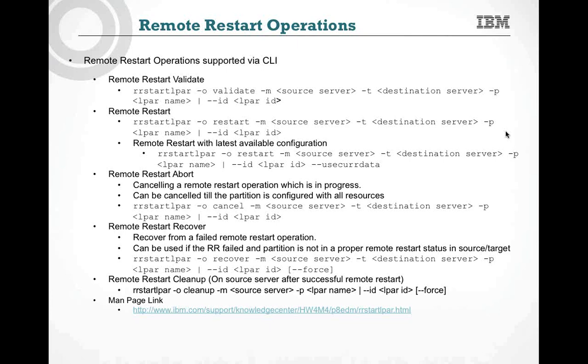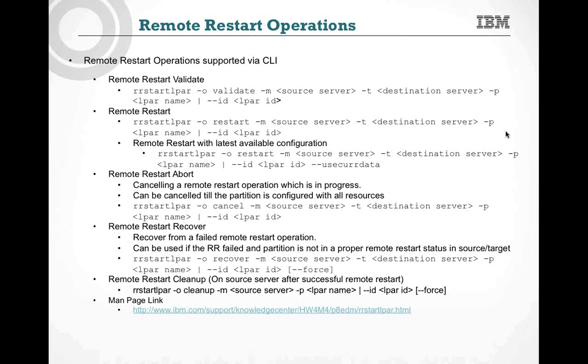Then if you had something wrong with the remote restart, there's a cancel command, which is our third major bullet here. And if you had a failure, there's a recover here, and cleanup. So this second to last one is called cleanup. And so in the 850 HMC, there's automatic cleanup that will occur, but if you have 840 HMC or lower, you have to clean up that partition on the failed server after the failed server is repaired.